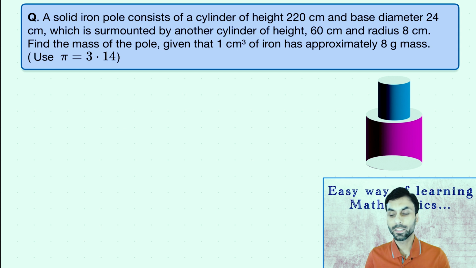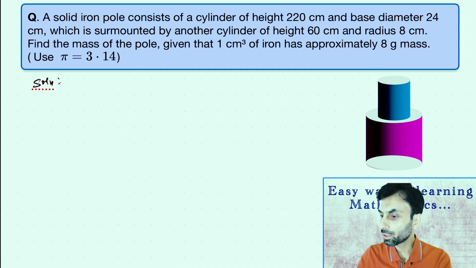The next question is, a solid iron pole consists of a cylinder of height 220 cm and base diameter 24 cm, which is surmounted by another cylinder of height 60 cm and radius 8 cm. Find the mass of the pole, given that 1 cubic centimeter of iron has approximately 8 gram of mass. Use pi equals 3.14.